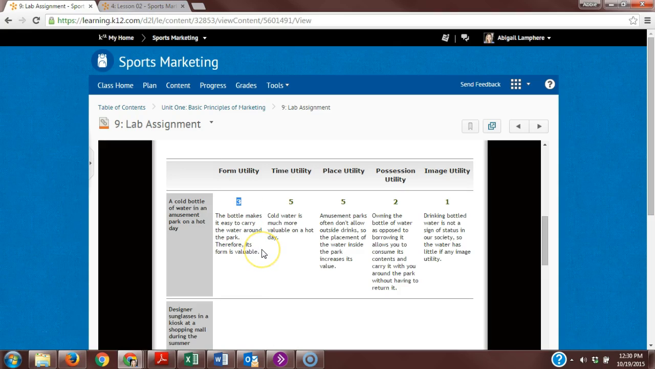The bottle makes it easier to carry the water around the park, therefore it's more valuable. So obviously that makes it a little more valuable. They could just have water fountains around the park, but having an actual bottle that you can carry and have your own makes it mildly valuable, right in the middle it looks like. Time utility, cold water is much more important, much more valuable on a hot day. So the fact that it's available on a hot day, they're going to rank time utility very high.